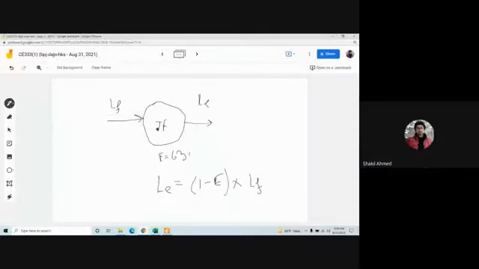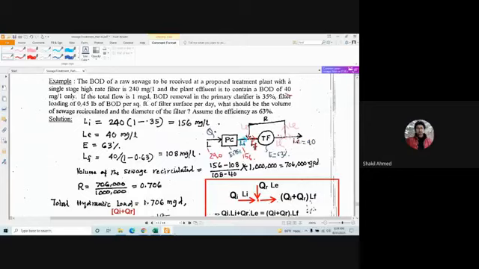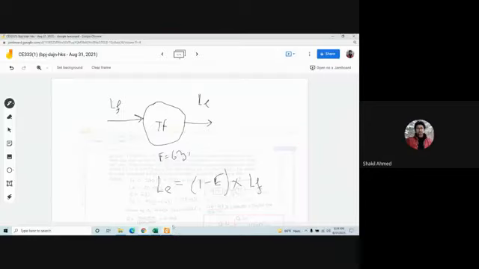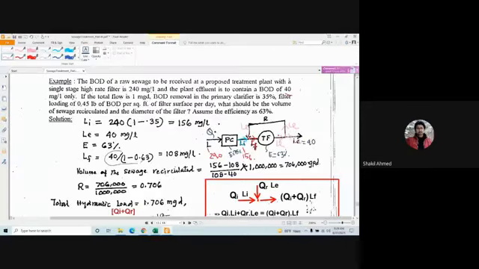So, what is your LE? LE is given. This is 40. What is your E? This is 63%. So 1 minus 0.63. So what is LF? 40 divided by 1 minus 0.63. Clear? 108 milligram per liter. Clear?